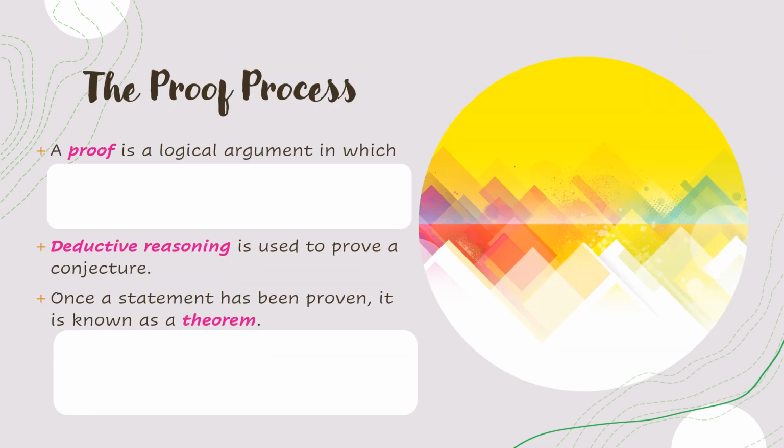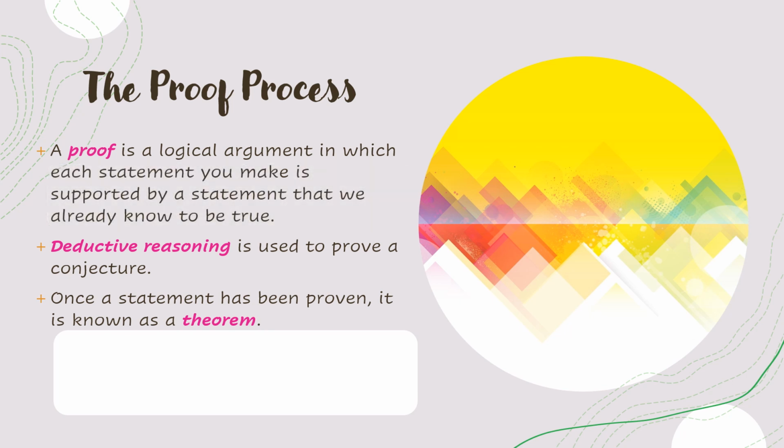Moving right along, let's talk about the proof process. First of all, a proof in general, so we introduced maybe a 2-column proof, but the proof in general is going to be a logical argument in which each statement is supported by a statement that we know to be true. And this is our justification, the statement that we know to be true. We'll call that our reason or justification, perhaps. All right, so that's just in general.